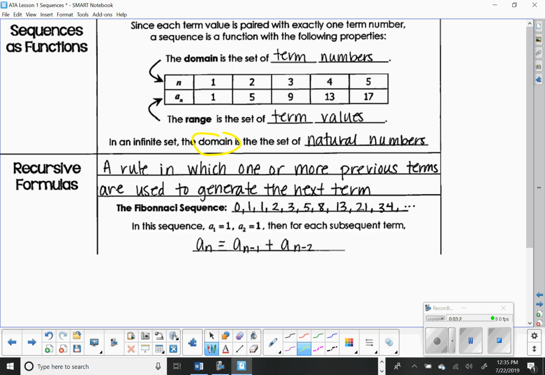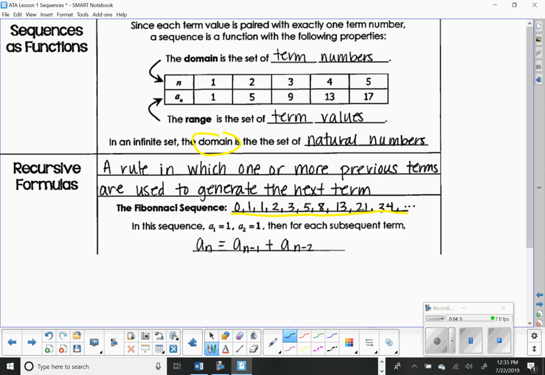Now, recursive rules. A recursive rule is a rule in which one or more previous terms are used to generate the next term. So a Fibonacci sequence: 0, 1, 1, 2, 3, 5, 8, 13, 21, 34. What am I talking about? I'm talking about this set of numbers. The way we find the next number, you are given that A1 is equal to 0 and A2 is equal to 1. A sub n is equal to A sub n minus 1 plus A sub n minus 2, which is what it says up here.